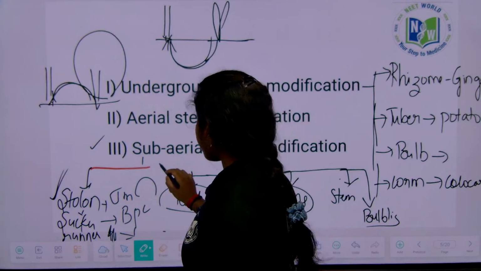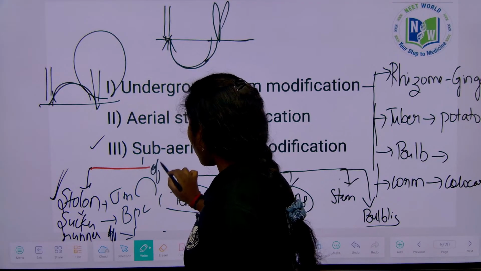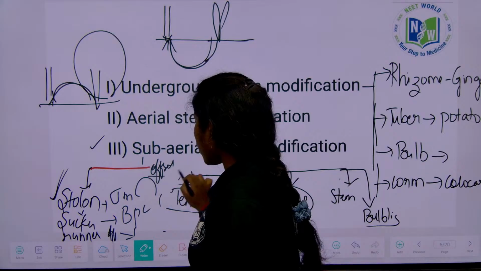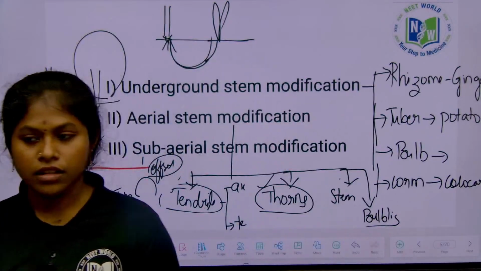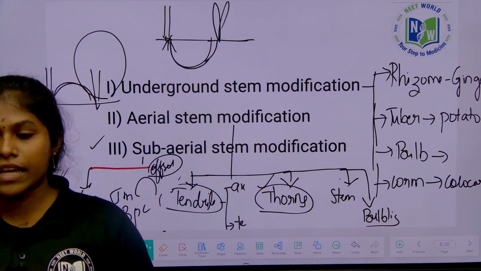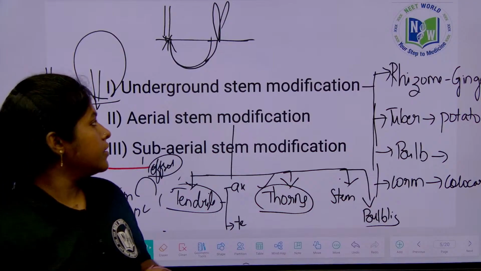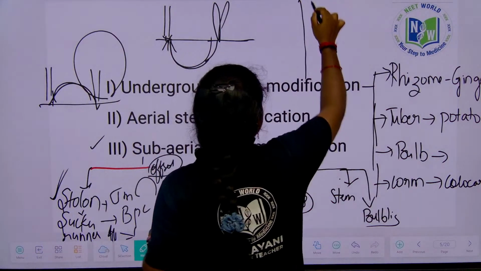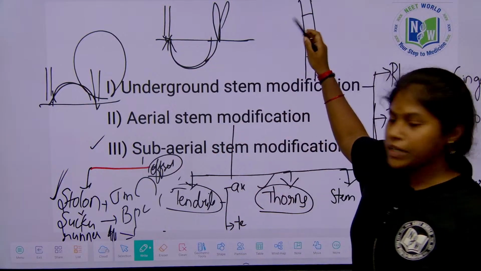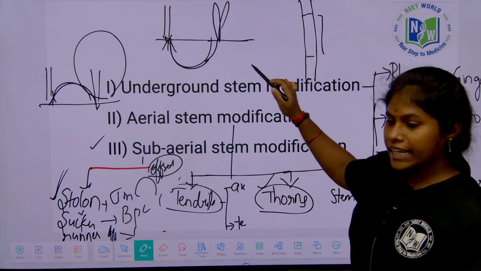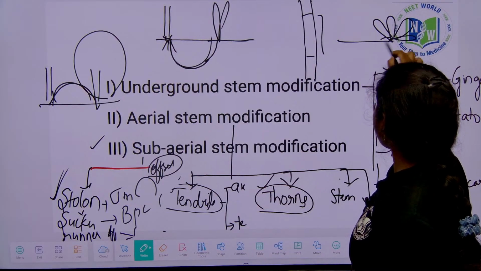And coming to the offset, in the subaerial stem modification, offset is also there. What are offsets? These are aquatic plants. The examples are Pistia and Eichhornia. There's just one internode length. Tell me, what is an internode in the stem? Distance between two nodes. Exactly that length only, the new aquatic plant will arise.